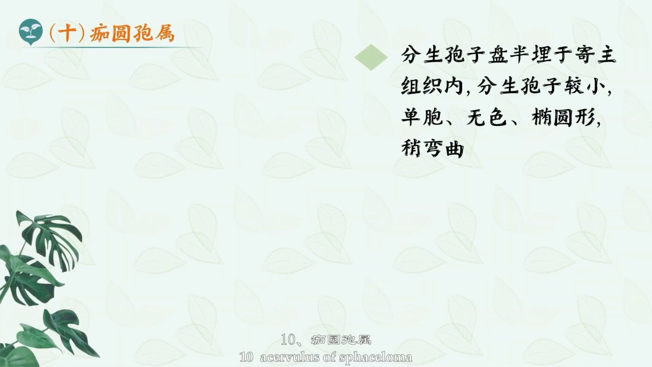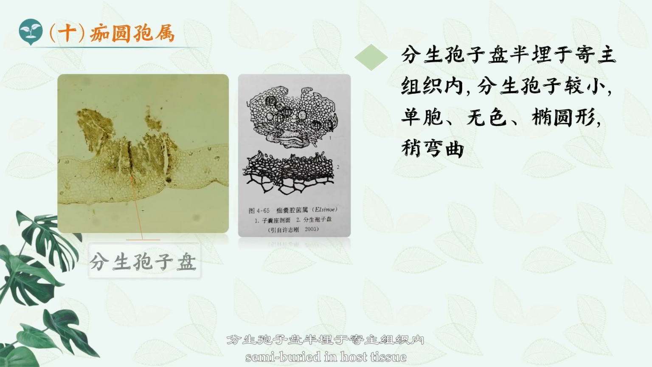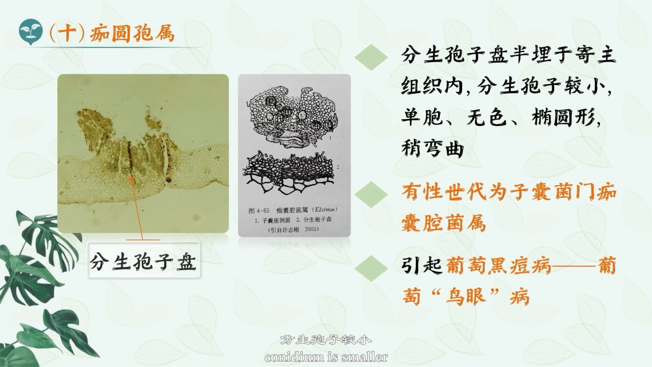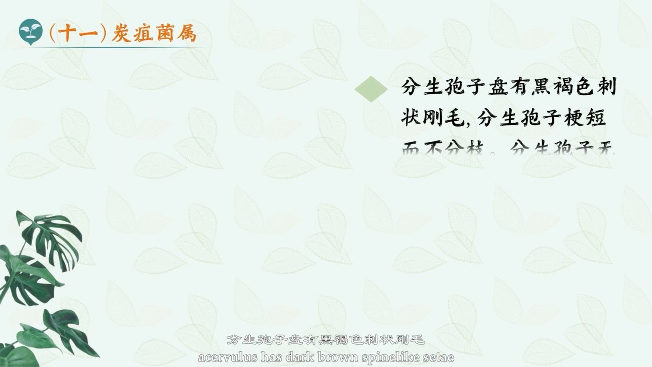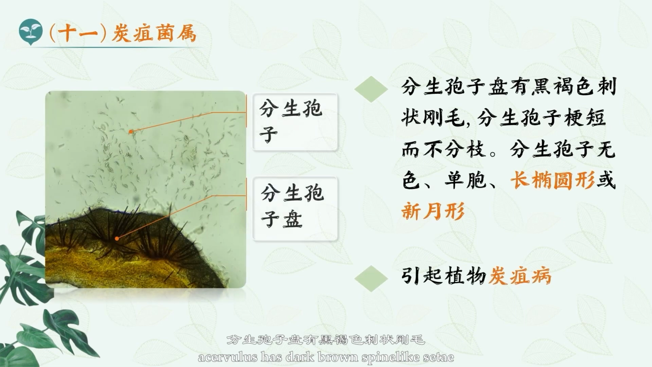10. Acervulus of Sphaceloma, semi-buried in host tissue. Conidium is smaller, unicellular, colorless, oval, and slightly curved. The sexual generations are Ascomycota and Elsinoe. It can cause anthracnose of grapes, also known as bird's eye disease. 11. Colletotrichum. Acervulus has dark brown spine-like setae, and the conidiophore is short and unbranched. Conidium is colorless, unicellular, long, elliptical, or crescent-shaped. It can cause plant anthracnose.